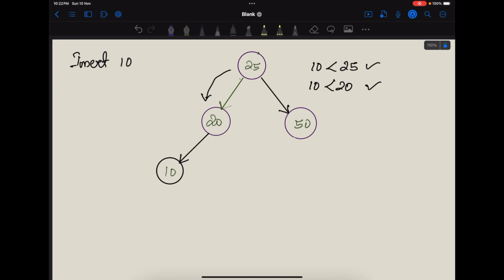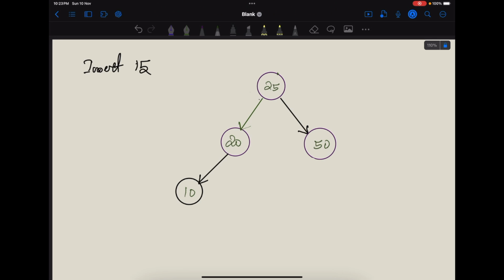Now you have to check the balance factor of every node. Here 10, 0 minus 0 equals 0. For 20, one level is present in the left hand side, so 1 minus 0 is equal to 1. And 50, 0 minus 0 equals 0. And for 25, there are 2 levels in the left hand side, so 2 minus the right hand side, where we have only one level. The condition becomes true. The tree is balanced.